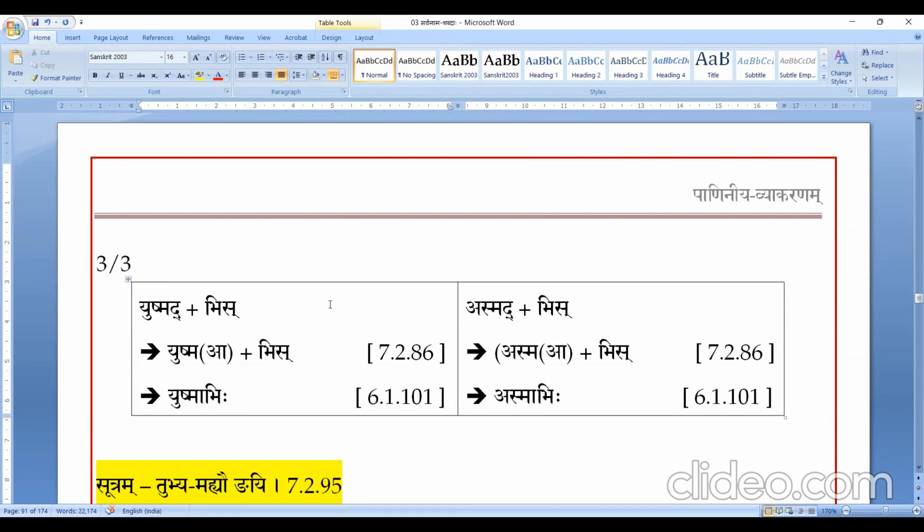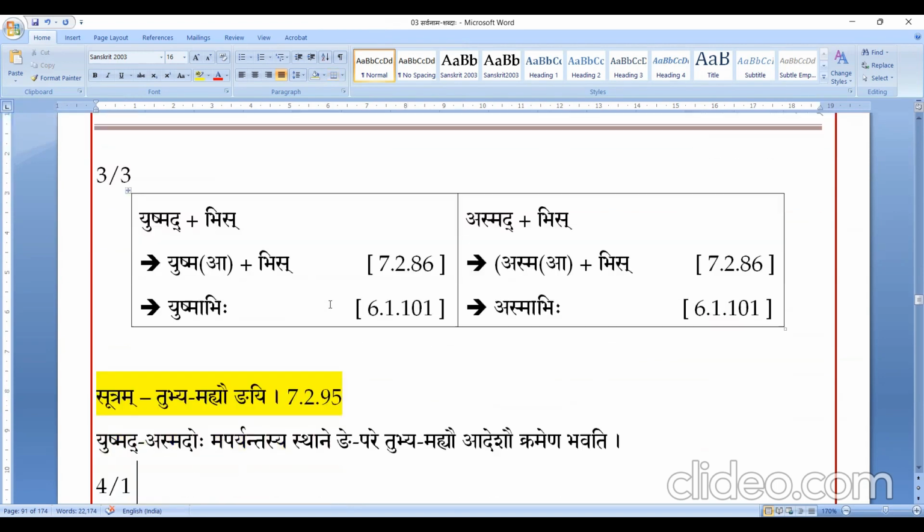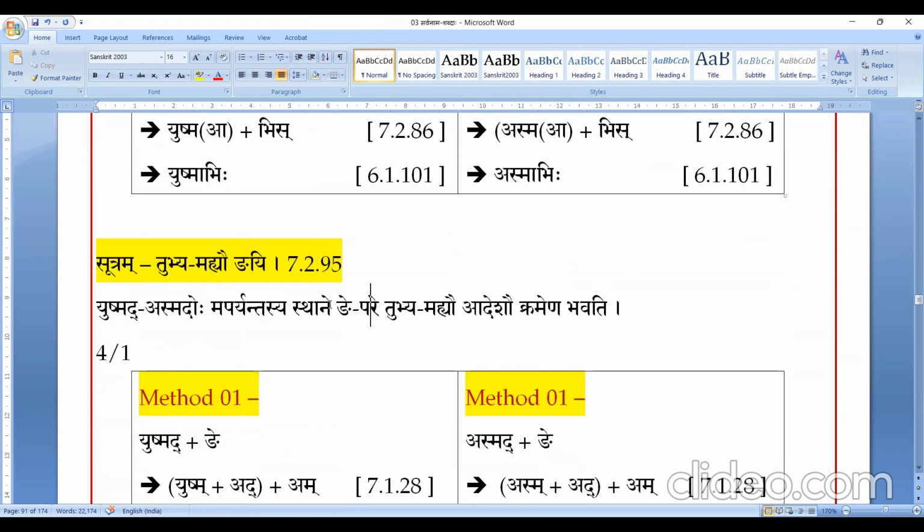Okay. Then the next one. So up to 3-3 we have done. Next 4-1. 4-1 is, of course, 4-1: nye pratamayo am bhavati. That's the sutra 7-2-95. What is the sutra? 7-2-95: tubhya maghyo nayi.